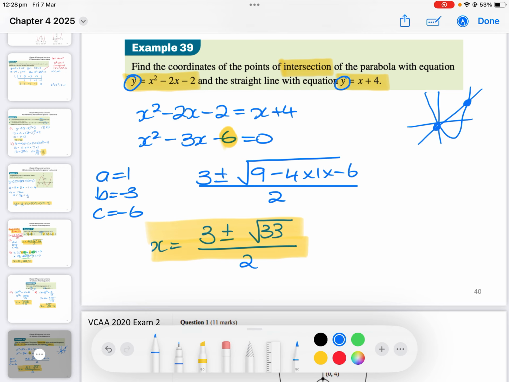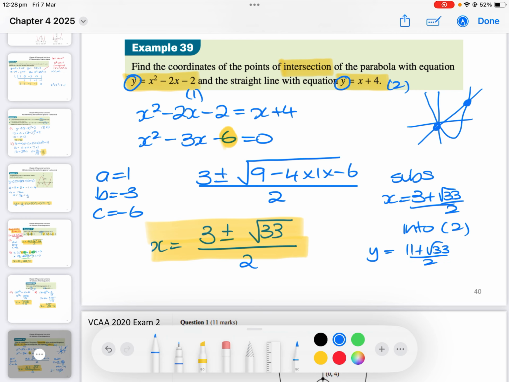Then what I'm going to do is substitute x equals 3 plus root 33 on 2 into equation 2, which I'll call this one. Why? Because it's easier. And if I do that, you don't need to watch me doing that. You get y equals 11 plus root 33 on 2. You'll just have to figure it out.